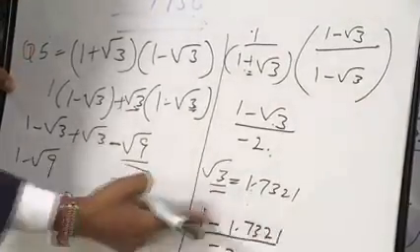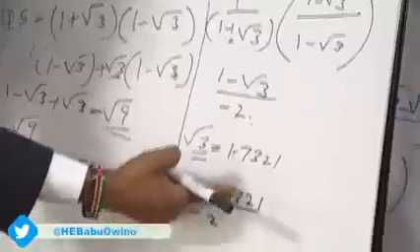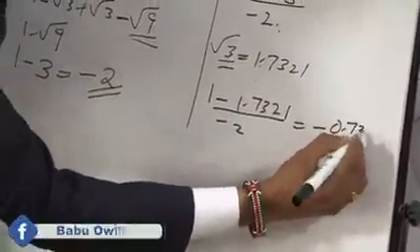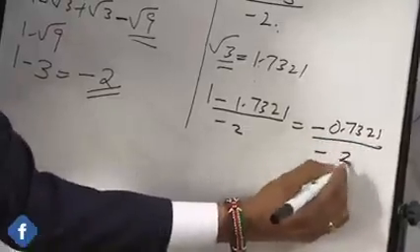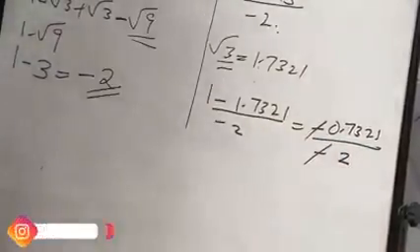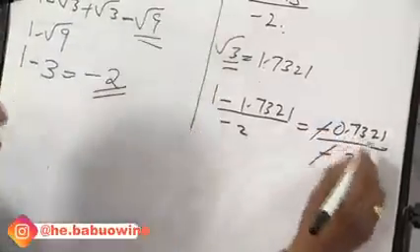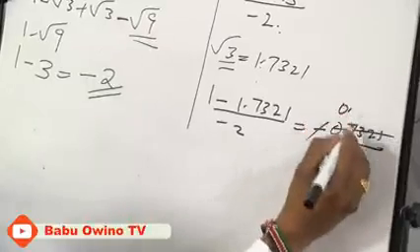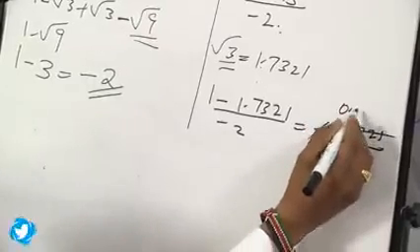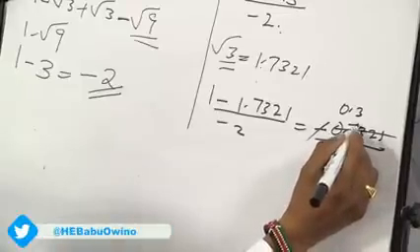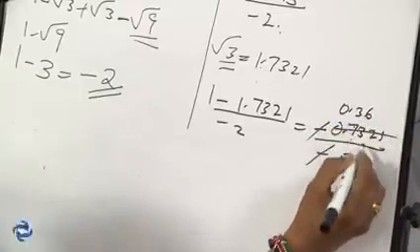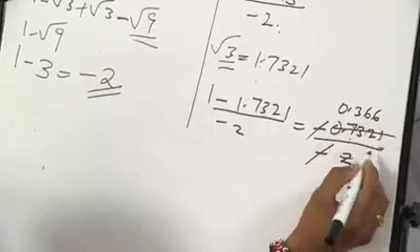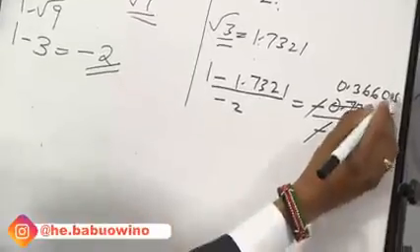Solve the numerator alone: 1 minus 1.7321, you get minus 0.7321, divided by minus 2. The negatives cancel. Use a calculator, or we can just divide: 2 goes into 7 three times, which is 6, remainder 1; into 13 six times, which is 12, remainder 1; into 12 six times, into 1 0 5.